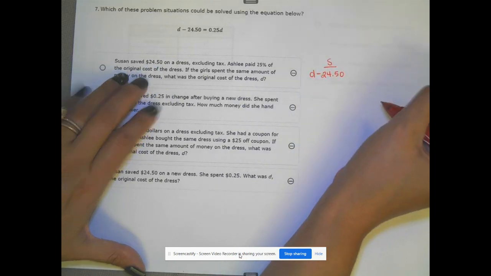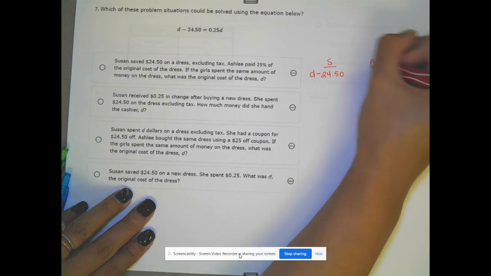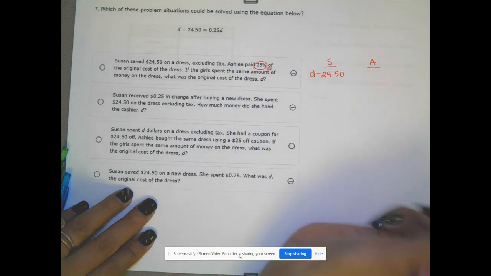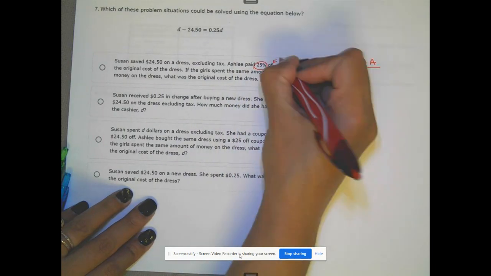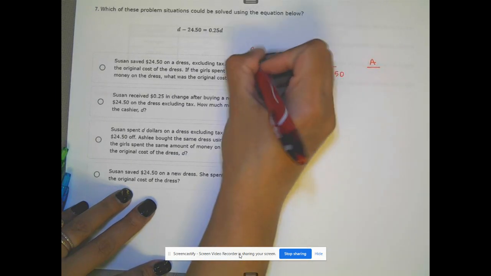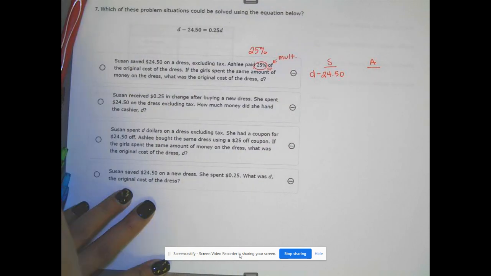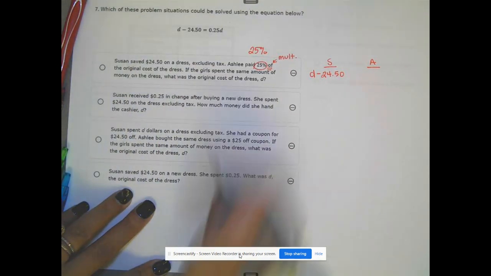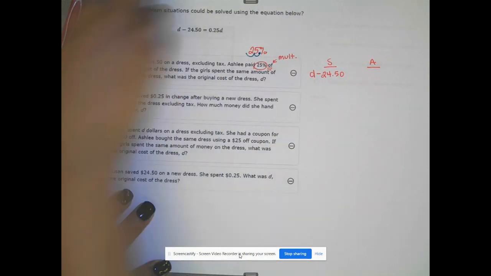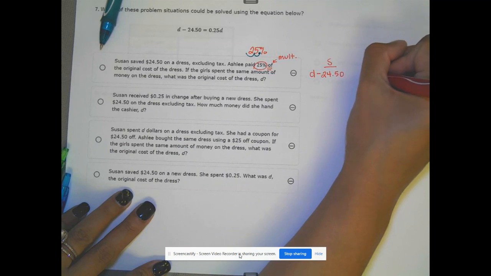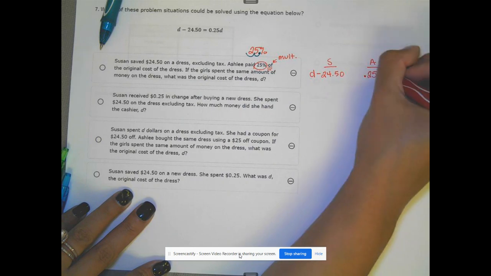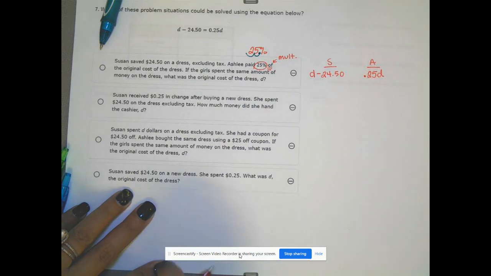$24.50 from the dress. Okay, and then we have Ashley, and it says she paid 25% of the original cost. So remember that "of" tells me that I'm going to multiply, and 25%, to turn that into a decimal, I would move the decimal, which is here after the 5, 2 spaces to the left. So that would be 0.25, and "of" tells me to multiply the cost of the dress, which we said is the letter D.